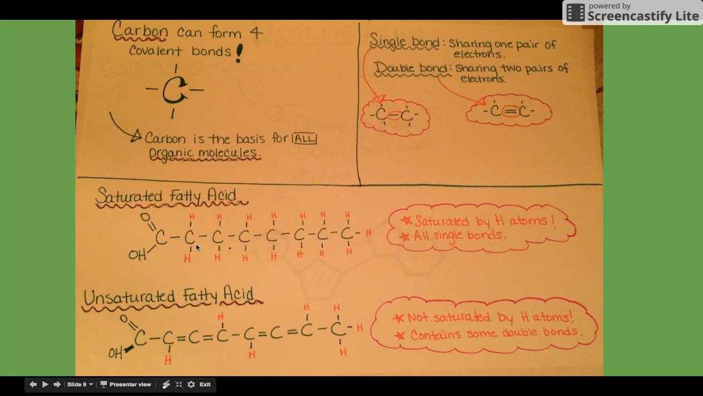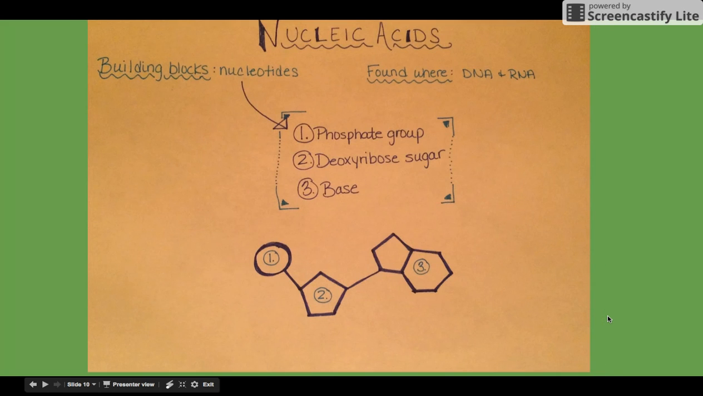And these are all single bonds here, you'll notice, between the carbons. And then it has a carboxyl group on the end. And so that's how you can tell that something is saturated, because it has all single bonds and is saturated by hydrogens. Now conversely, you have unsaturated fatty acids, which have some double bonds, as you can see here, and there are not nearly as many hydrogens throughout the hydrocarbon chain. So that's how you can tell that something is unsaturated, because it does contain some double bonds and it's not saturated by all those hydrogen atoms.